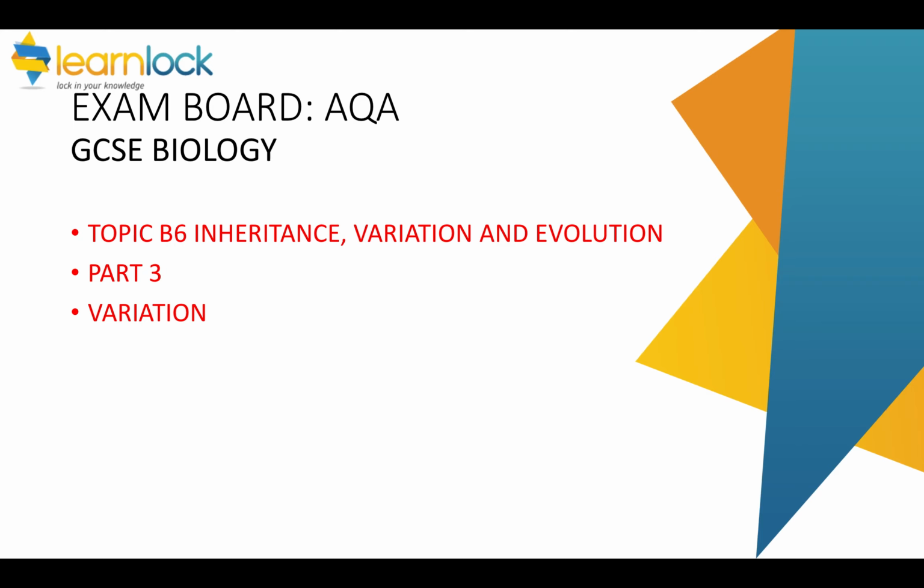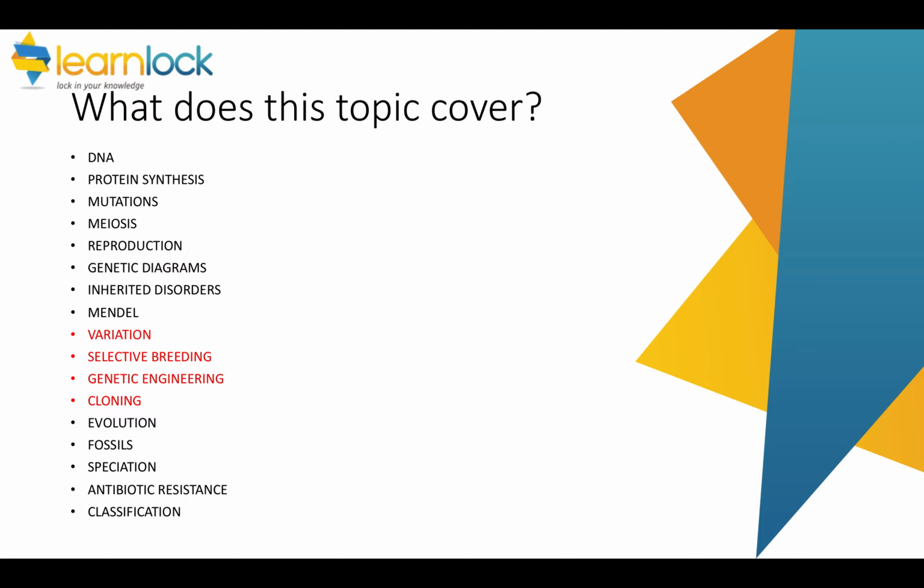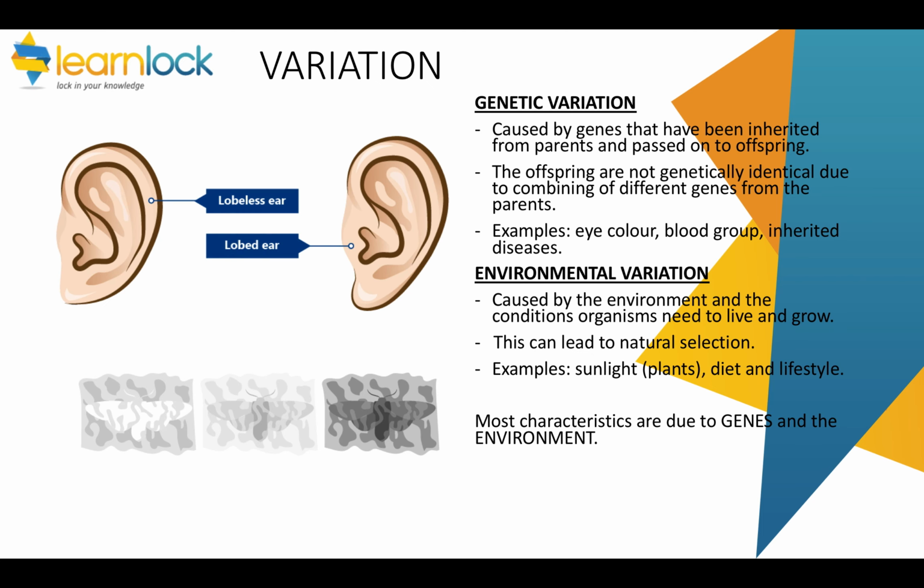Hello and welcome to the GCSE Biology tutorial for topic B6 Inheritance, Variation and Evolution. This is part 3 and will cover variation. We'll also be looking at selective breeding, genetic engineering and cloning. Starting off with, what is variation?